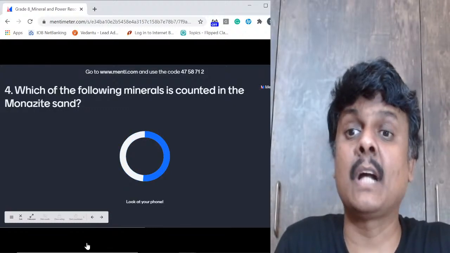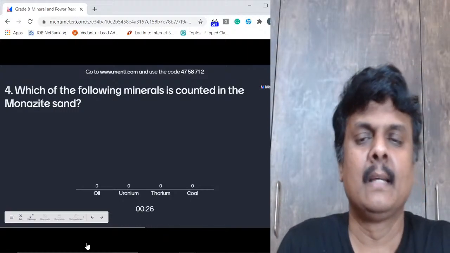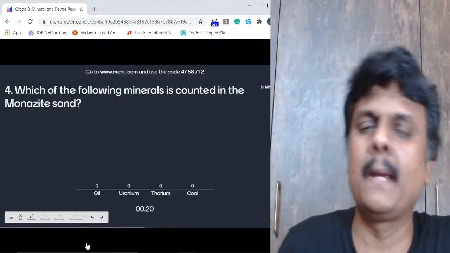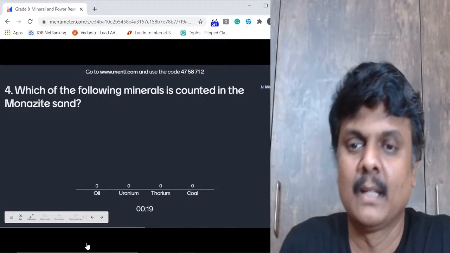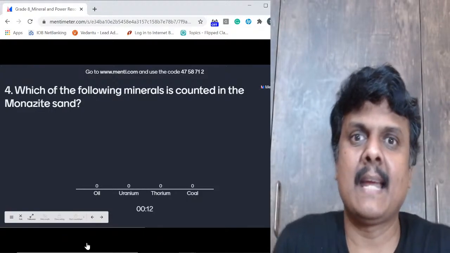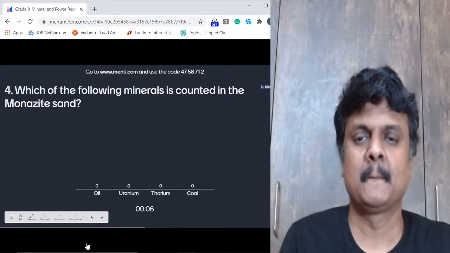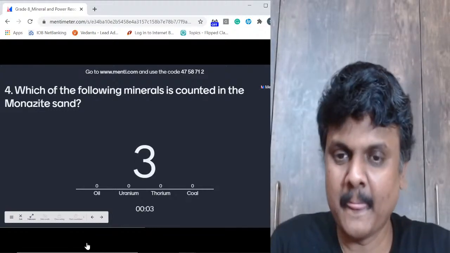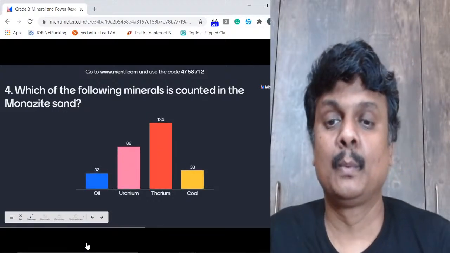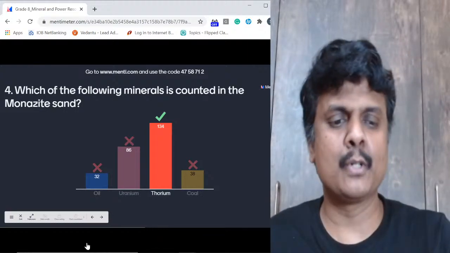which of the following minerals is found in monazite sand? Oil, uranium, thorium, coal. Hey guys, I spoke about it. If you have sharply listened to what I said, you will be able to answer this comfortably. Uranium, thorium, coal. Monazite sand. Remember, I also said monazite sand of Kerala and I explained it. Wow, good. 134 of you, majority of you have chosen it, but I don't know why you chose uranium.